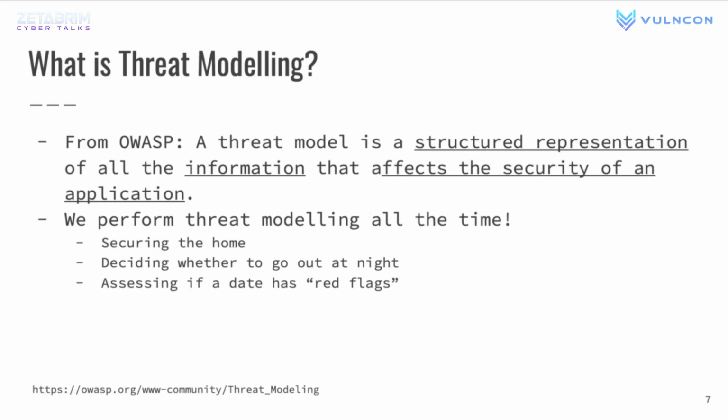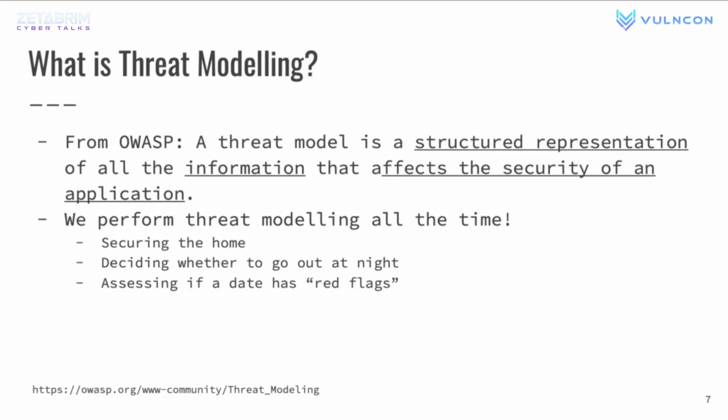Okay. So threat modeling, there are many ways to look at it, but I thought I would quickly get everybody started with a definition from OWASP. Think of a threat model as a structured representation of all the information that affects the security of an application or a system, really. What does this actually mean? This means that what we are doing is we want to understand in a system or an application what could possibly go wrong, right? And there are many things that can go wrong, as you probably know.